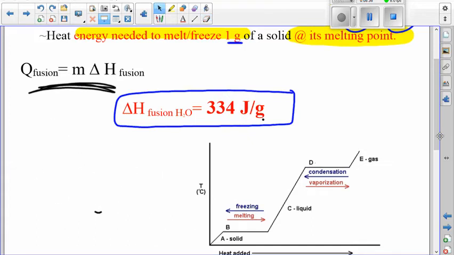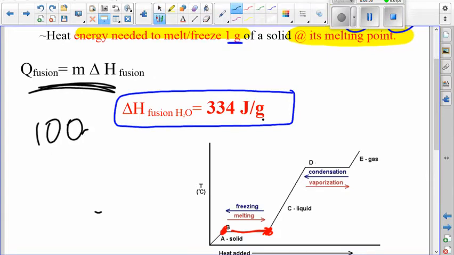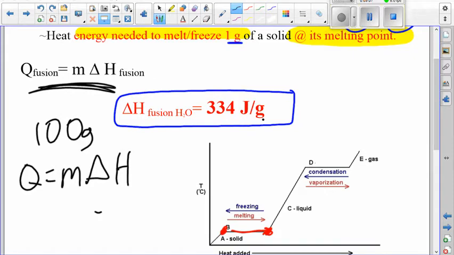So, for example, let's say I'm starting right here on this graph where I have a bunch of ice that's at 0 degrees Celsius and I want to melt all that ice. And I want to go to this point of the graph right here where it's all melted. So let's say I had 100 grams of ice that I wanted to melt. How much energy would that require? Well, here's how much that would require. So during a phase change, Q equals M delta H. And in this particular case, our M is 100. And our delta H, since we're melting or freezing, would be 334.